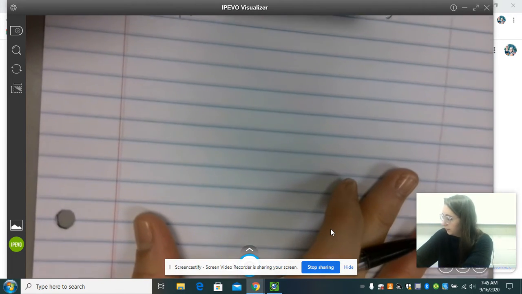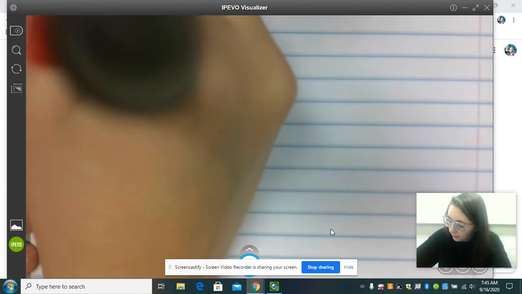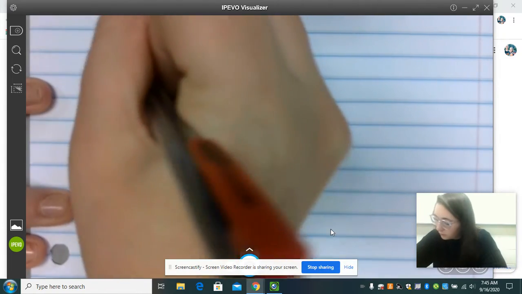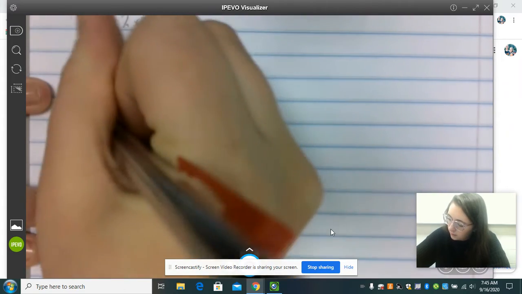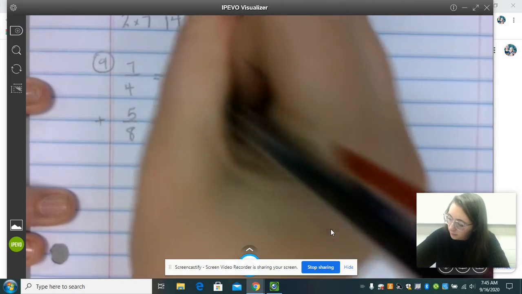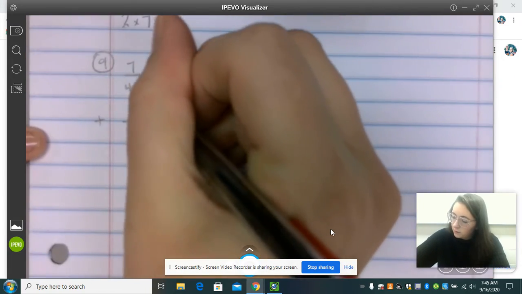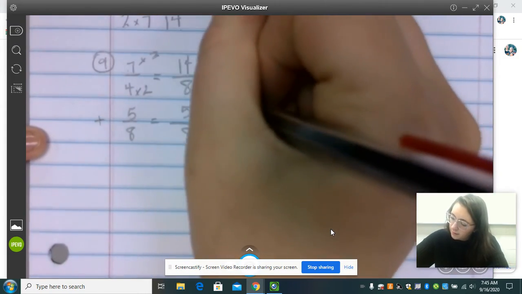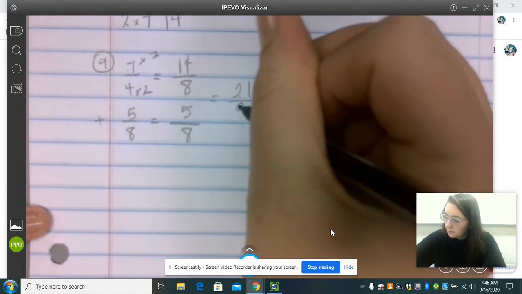Let's go to number 9. I am going to do these last two a little quicker. I'm going to go ahead and rewrite them. So I've got 7/4 plus 5/8. Okay. So here, 8 is going to be my denominator, which means this fraction will stay the same. Here we're going to multiply by 2. Do the same thing on top. Okay. 14 plus 5 is going to be 21/8.